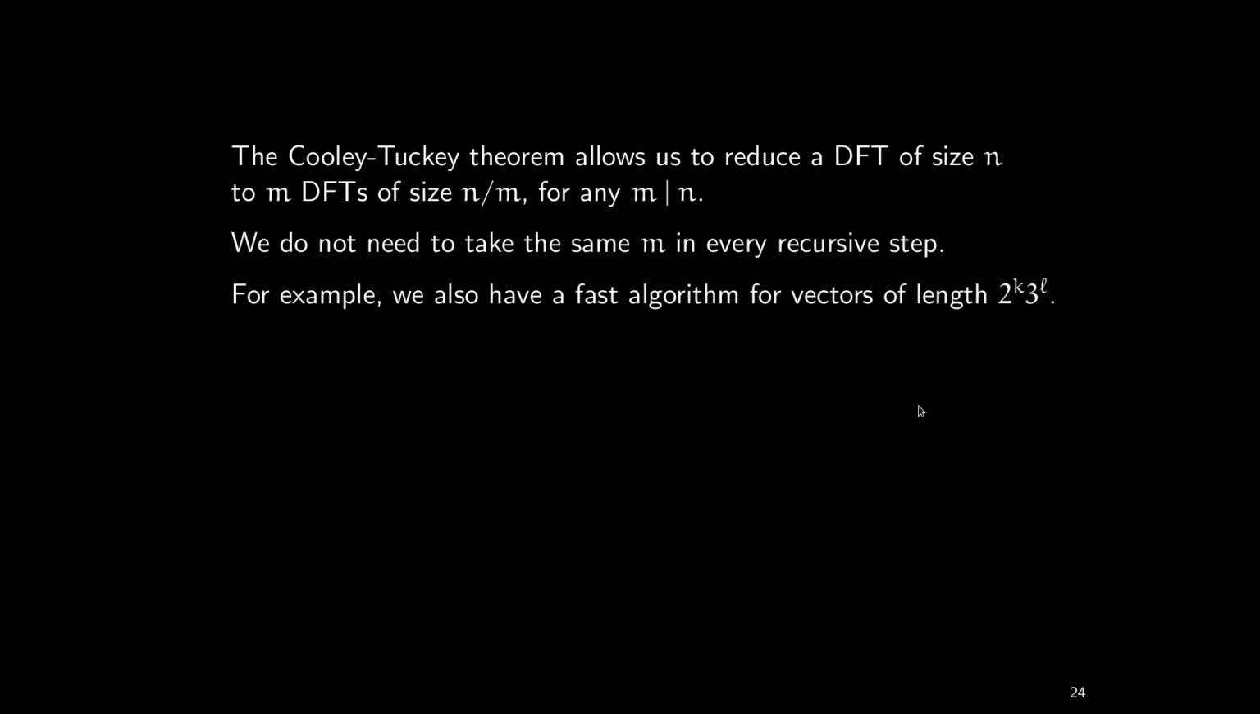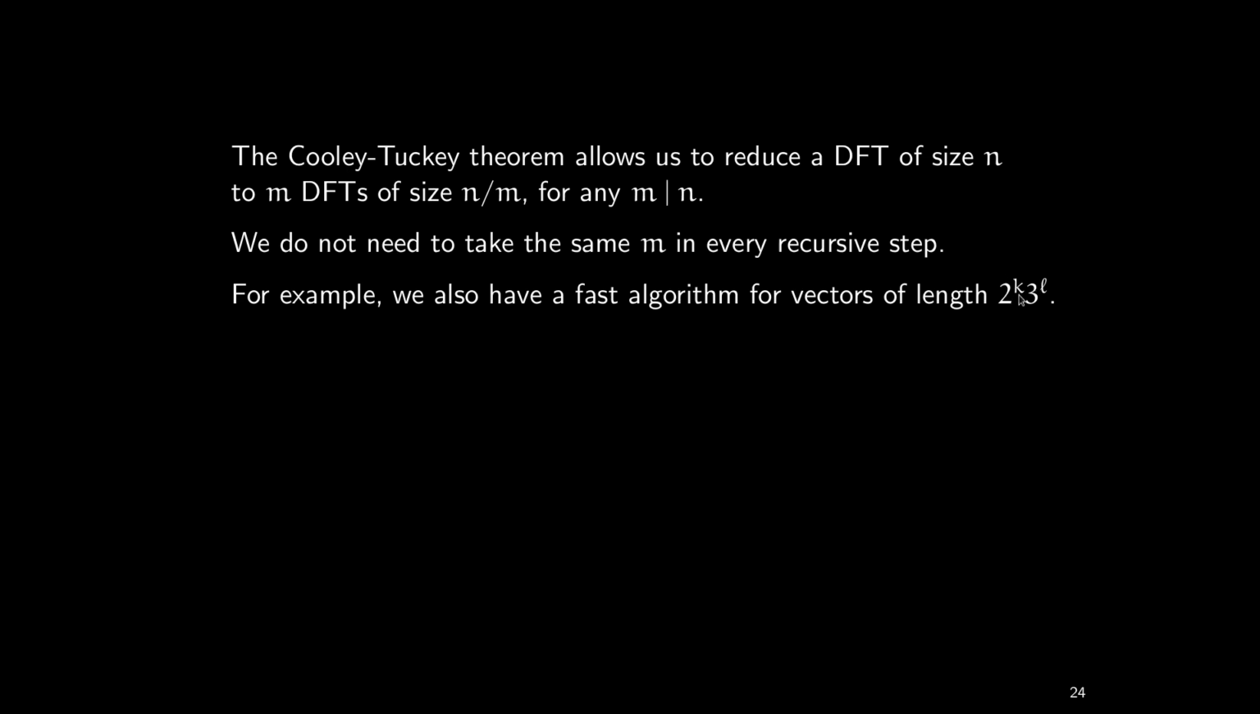And therefore we can also have a fast algorithm for vectors whose length is a product of a power of 2 and a power of 3. We would just start with a problem of this size, and then k times split the problem into halves, and afterwards we would be left with a problem of size 3 to the L, and then L times we split it into thirds until we are down to a problem of size 1.